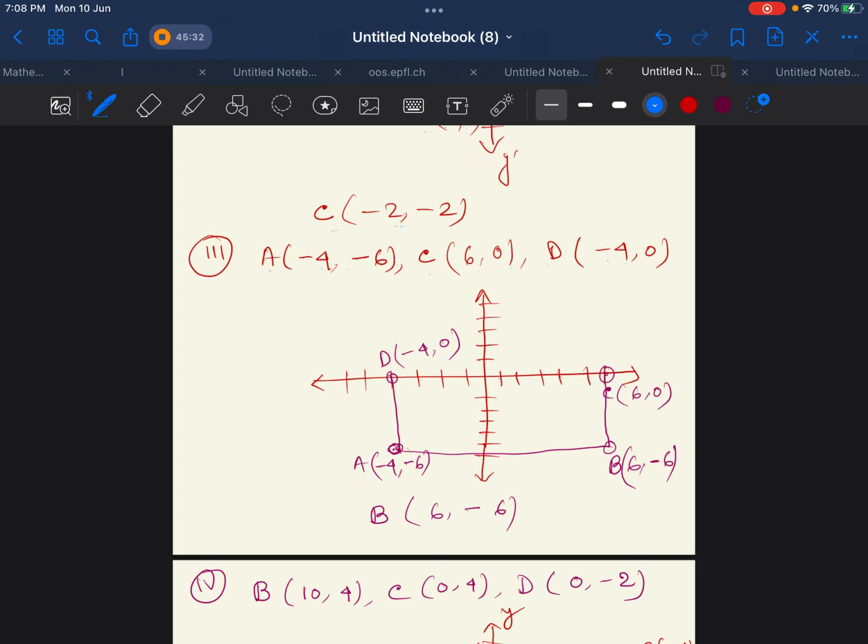Now we have to plot the point A (-4, -6). The abscissa is -4: 1, 2, 3, 4, so -4, and the ordinate is -6: 1, 2, 3, 4, 5, 6. So here is the point A (-4, -6). Now C (6, 0): 1, 2, 3, 4, 5, 6, so 6, 0. The point is here on the x-axis.